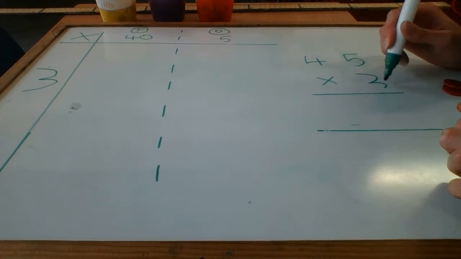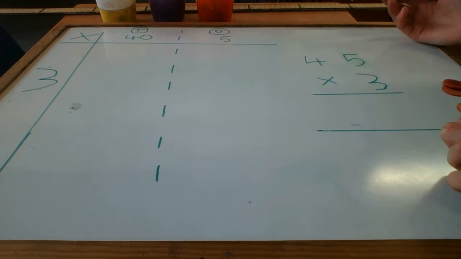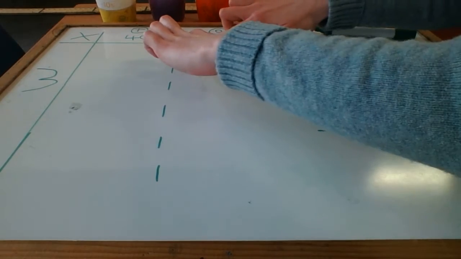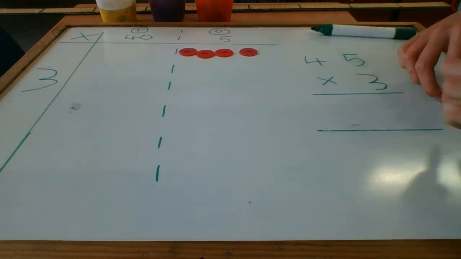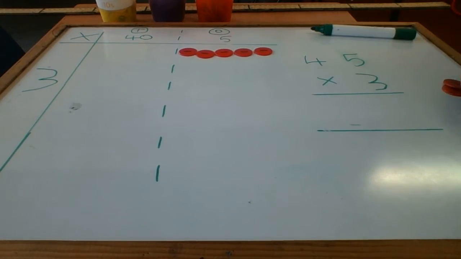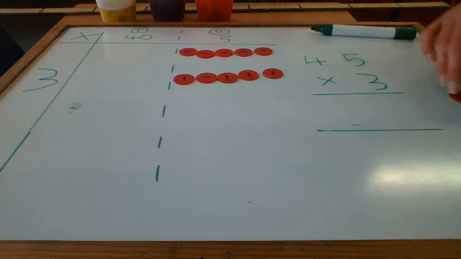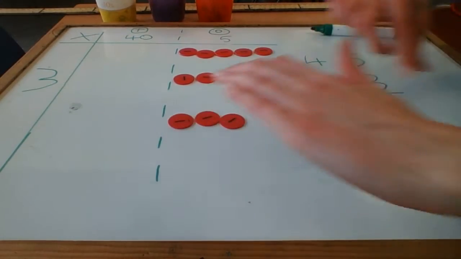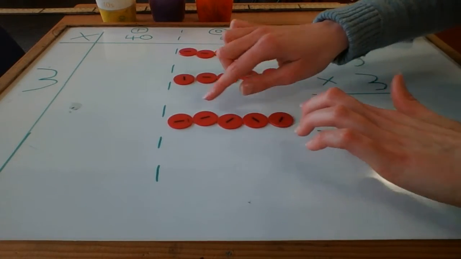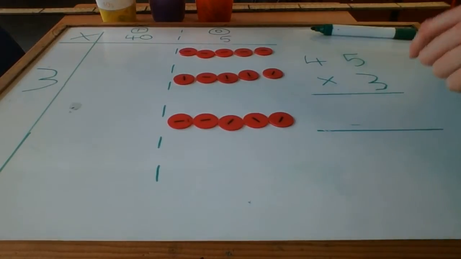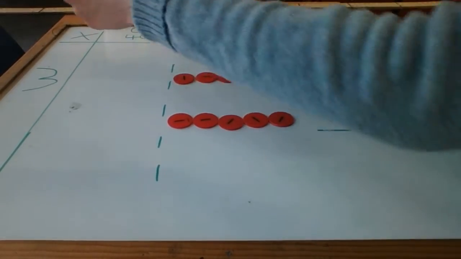45 times 3. So, let's make the number over here. So 1, 2, 3, 4, 5. One set of 5. 2, 3, 4, 5. Two sets of 5. And 1, 2, 3, 4, 5. 3 sets of 5. And I need 3 sets of 40 to make the 45.